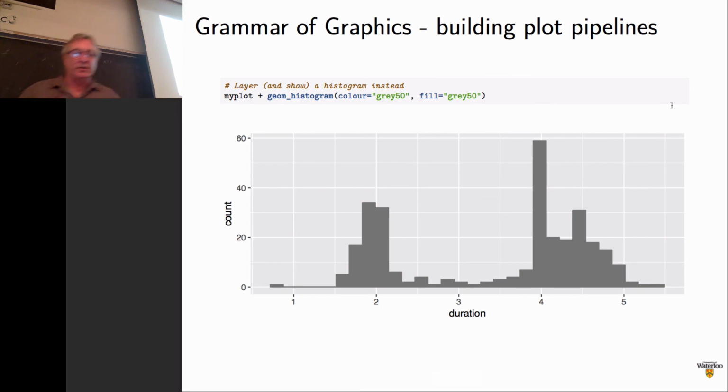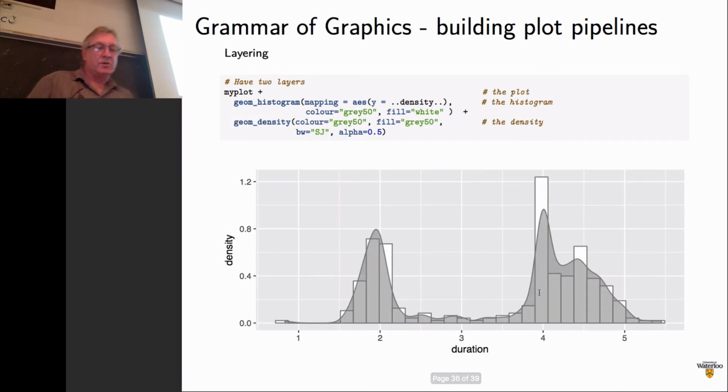I could also do this with the same old myPlot, and I just add the histogram, geom histogram, and I get this result. What's cool is I can add layers. So now I have my plot, add the layer of histogram. I want its fill to be white. And then add the density, fill gray, but I want it to be 50% transparent. And that allows me to overlay that density estimate on top of the histogram.